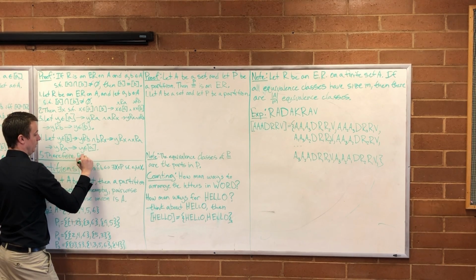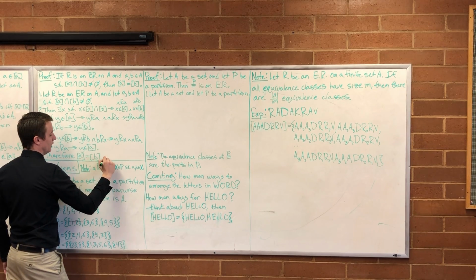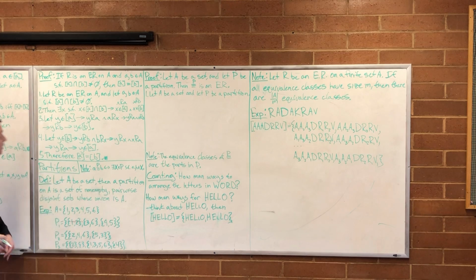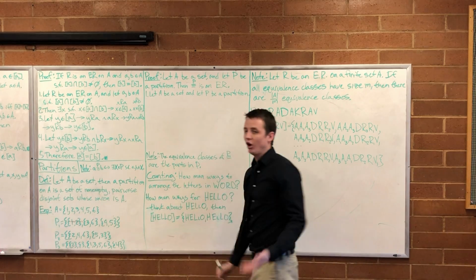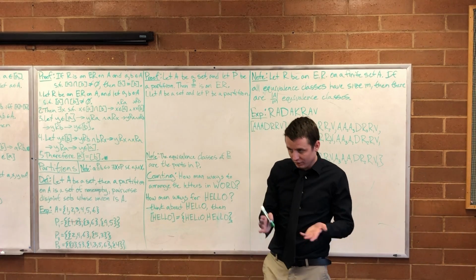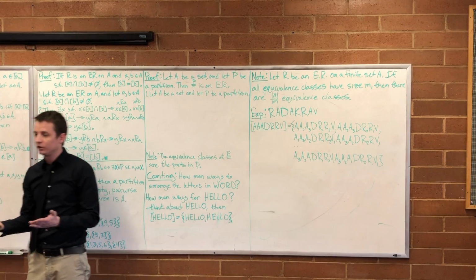Therefore, A is equal to B. And we're done. Okay. So that's it for equivalence classes. Now we're going to move on to partitions. Partitions and equivalence classes are basically talking about the same thing. An equivalence class is a way to create a partition.